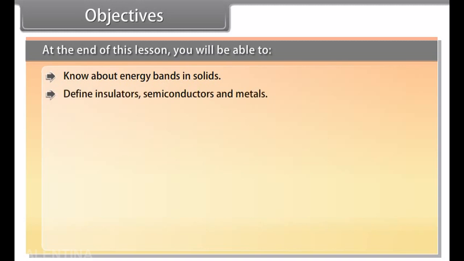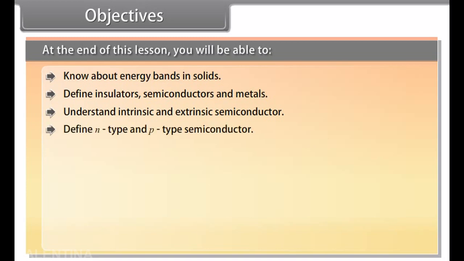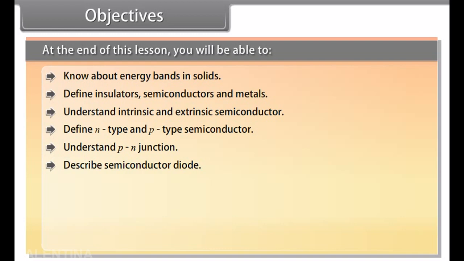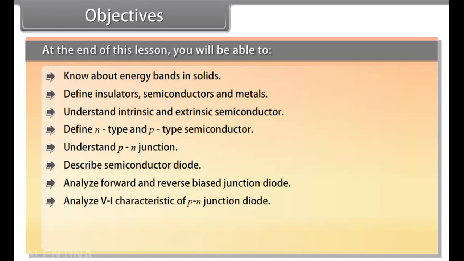Objectives. At the end of this lesson, you will be able to know about energy bands in solids, define insulators, semiconductors and metals, understand intrinsic and extrinsic semiconductors, define N-type and P-type semiconductors, understand the P-N junction, describe the semiconductor diode, analyze forward and reverse biased junction diodes, analyze the VI characteristic of a P-N junction diode, define a rectifier, and explain the Zener diode.